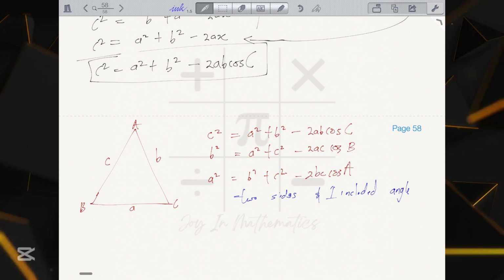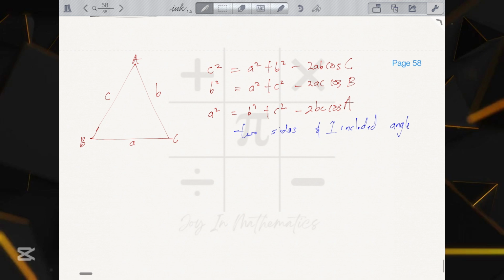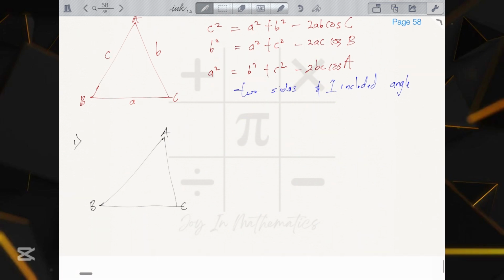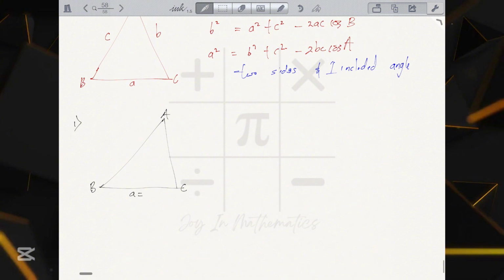Now let's take a quick example on the cosine law. Let's say we are given the triangle ABC. We're given the length of a to be equal to 3 centimeters, the length of b to be equal to 2 centimeters, the length of c to be x centimeters, with the angle C equal to 80 degrees.